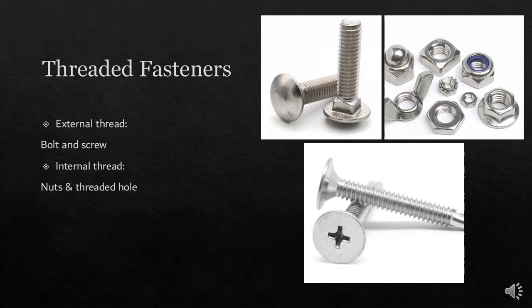And this is the threaded fasteners in detachable fasteners. In threaded fasteners, there are external threads such as the bolt and screw that will go through the internal thread. The internal thread is such as nuts and threaded hole. For the threaded hole, you need to make it before the external thread goes inside it.